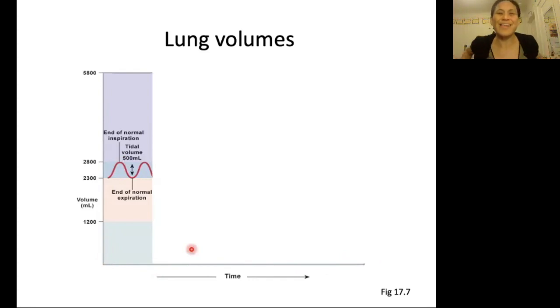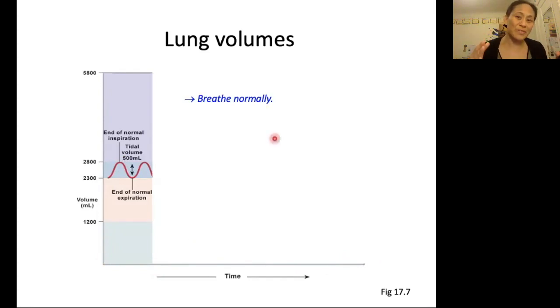Everyone make yourself comfortable, sit up straight, or stand up, whatever you want to do. We're going to start by breathing normally. Of course, it's impossible to breathe normally once you're asked to do so, but we will just imagine that you are able to breathe normally now. When you breathe normally, this is what the volume of air in your lungs looks like. It goes up and down.